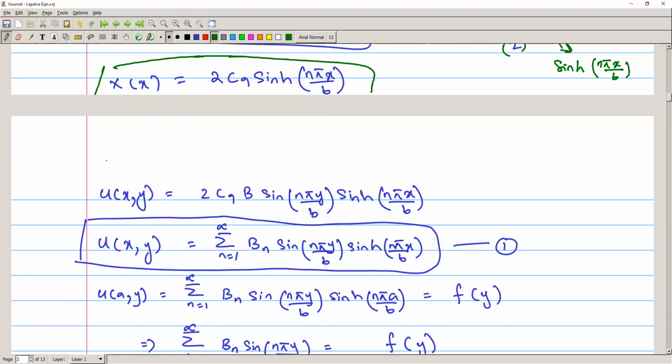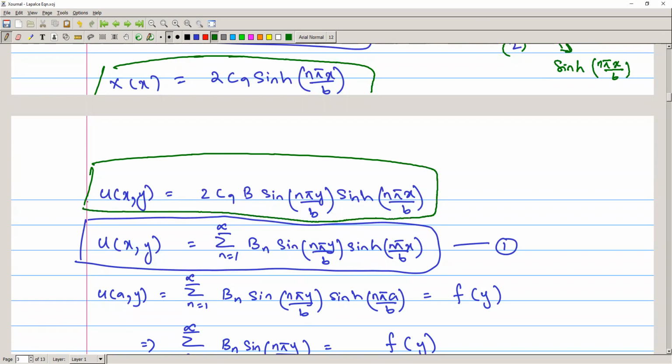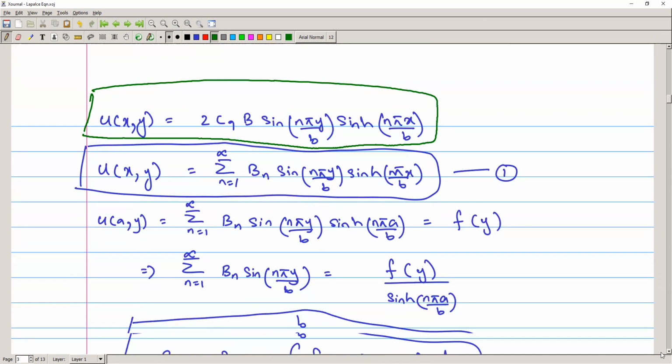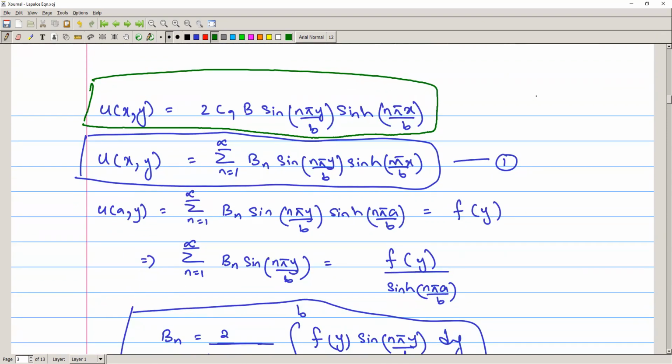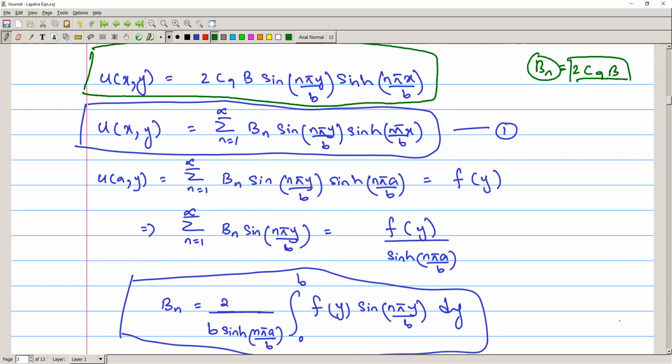So now our u of x comma y equals this function. Now we can write bn for 2c9 and b, because this is a constant, so we can write it in this way, bn. So the general solution will be u of x comma y equals summation n equals 1 to infinity bn sine n pi y over b times sine hyperbolic n pi x over b.